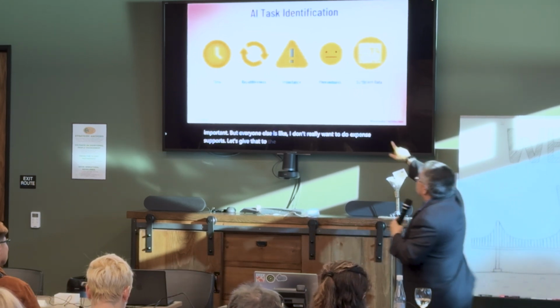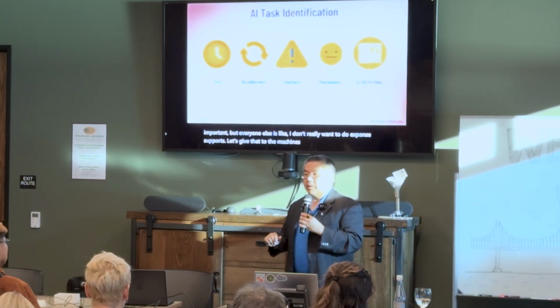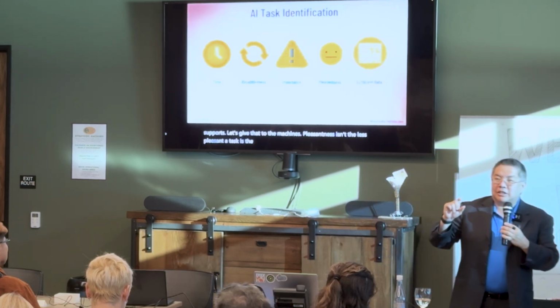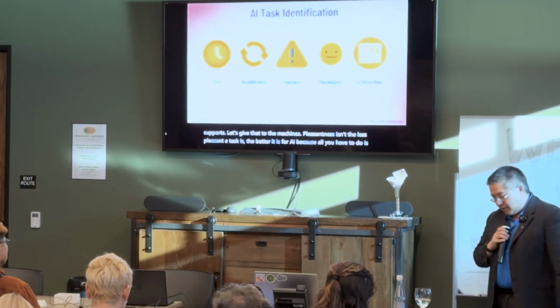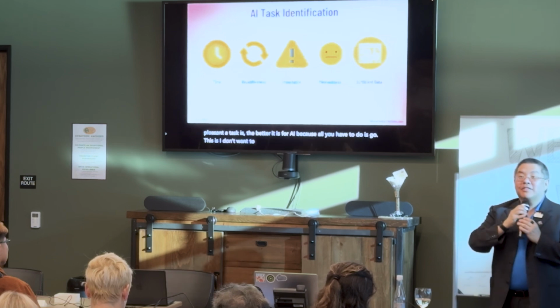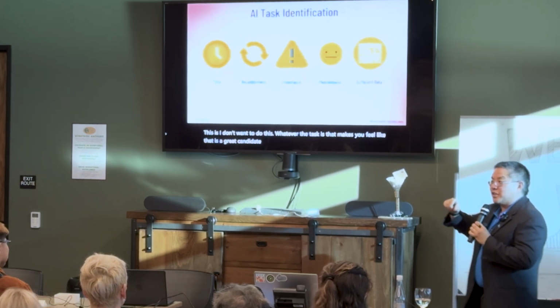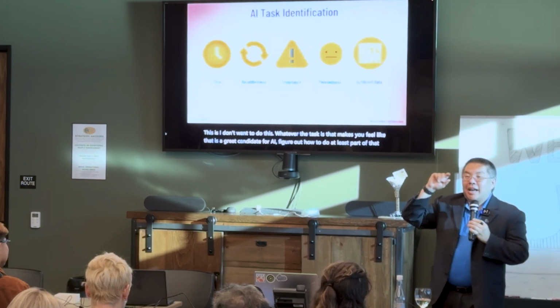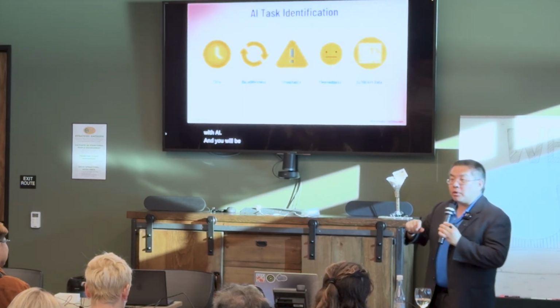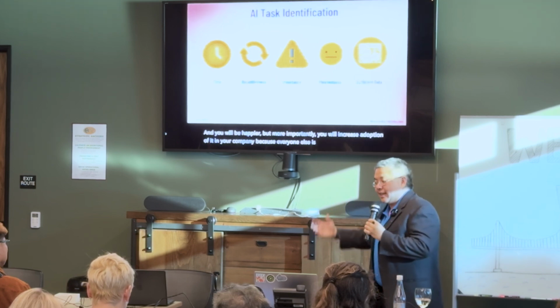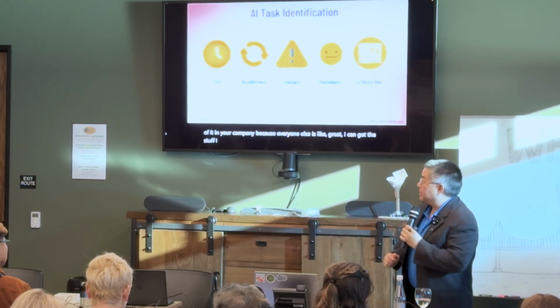machines. Pleasantness is, the less pleasant a task is, the better it is for AI, because all you have to do is go, I don't want to do this. Whatever that task is that makes you feel like that, that is a great candidate for AI. Figure out how to do at least part of that with AI, and you will be happier, but more importantly, you will increase adoption of it in your company, because everyone else will be like, oh great, I can get the stuff I don't want to do off my plate.